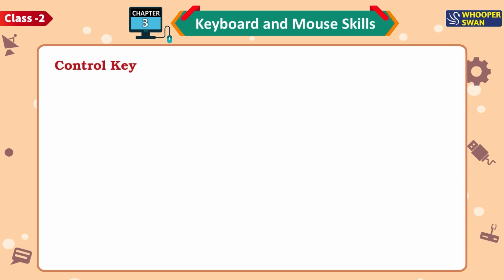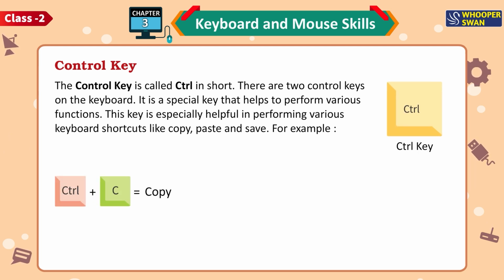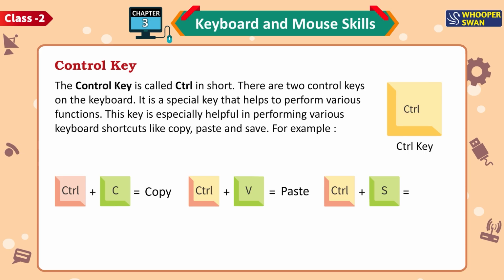Control key. The Control key is called Ctrl in short. There are 2 Control keys on the keyboard. It is a special key that helps to perform various functions. This key is especially helpful in performing various keyboard shortcuts like copy, paste and save. For example, Ctrl+C is equal to copy. Ctrl+V is equal to paste. Ctrl+S is equal to save.